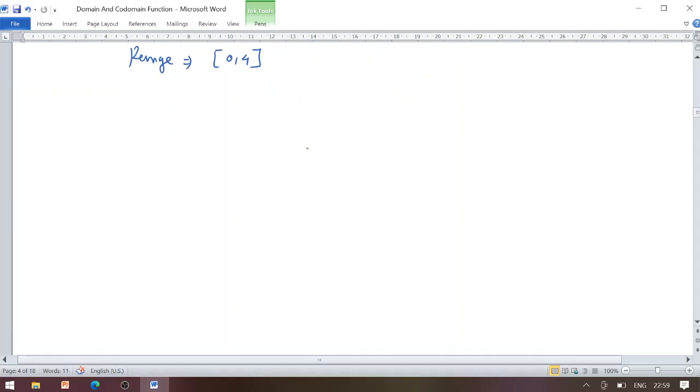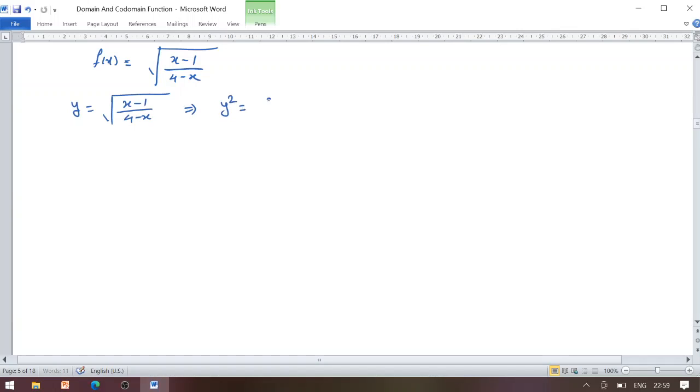Now look at the next function. We might have it of the form f of x equals root of (x minus 1) divided by (4 minus x). So here the numerator and denominator both are under the square root, keep in mind. So let us assume y equals the root of (x minus 1) divided by (4 minus x). After squaring on both sides, y square equals (x minus 1) divided by (4 minus x). So again, everyone knows this.